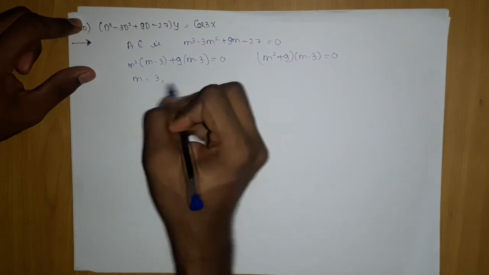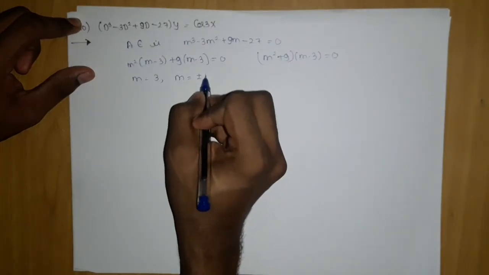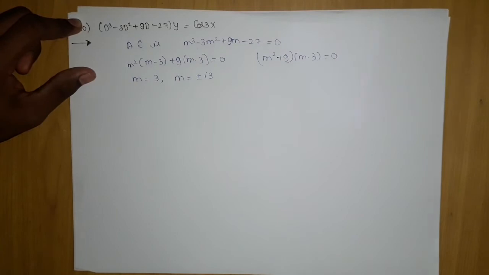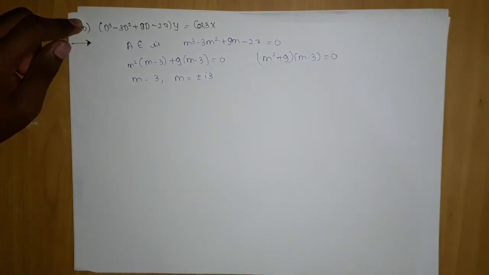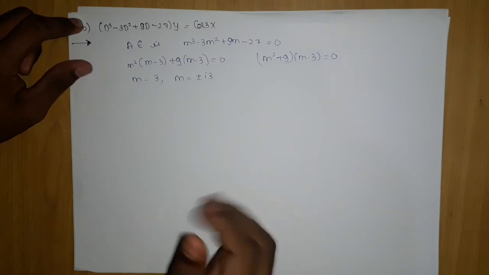M equals 3 and m equals plus minus iota 3. So the roots of the auxiliary equation: m equals 3 is real and distinct, and m equals plus minus iota 3 are complex conjugates. This line you have to write.